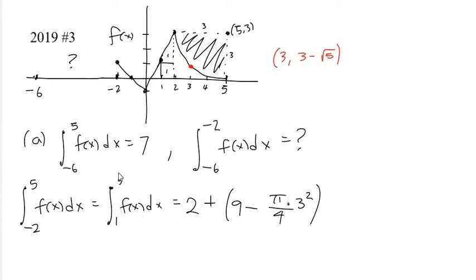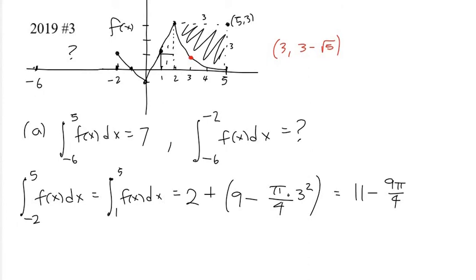Okay, so when you integrate from 1 to 5, you get 2 units in here between 1 and 2. And then from 2 to 5, we take this whole square of 9 units of area and we subtract what I shaded in here, that 1/4 of a circle. And so that should leave us with the area that's underneath here. All right, so that gives us 11 minus 9 pi over 4.